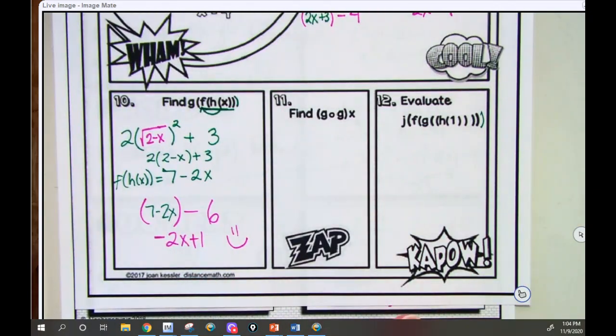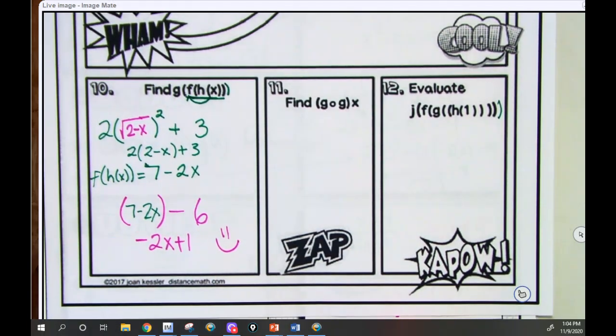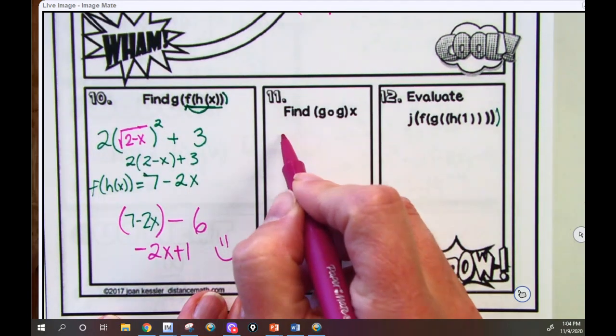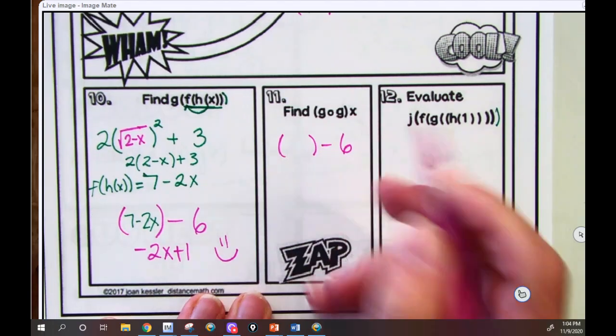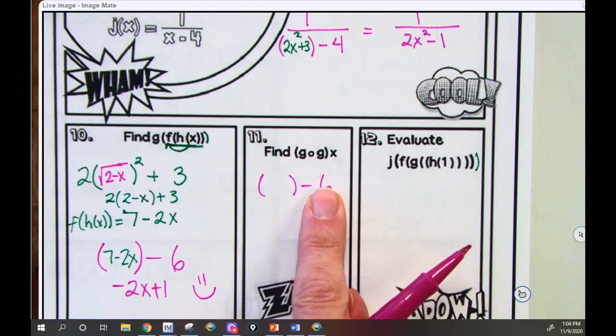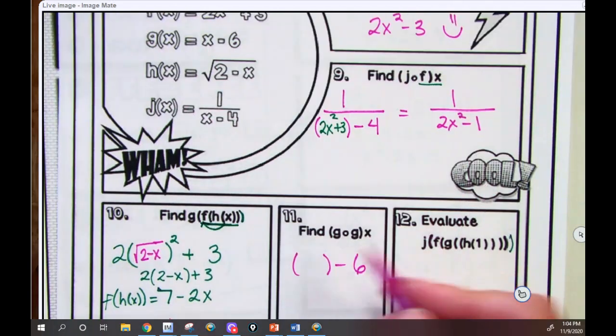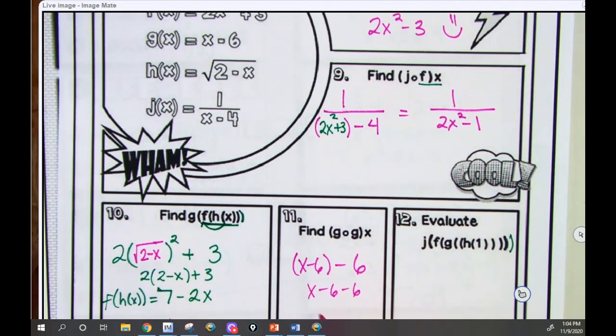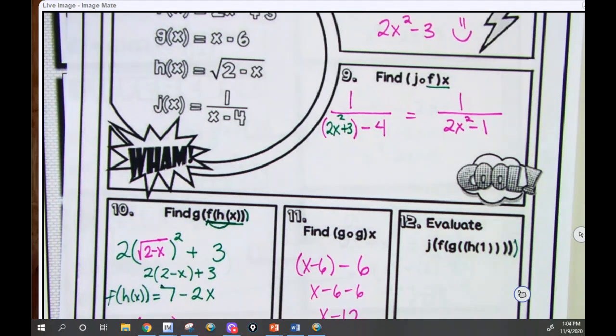All right, g of g. You know where to start? Who's already done? You guys are fast. All right, so here's g. And we're going to put g back in there, and g is x minus 6. So x minus 6 is x minus 12. How'd you do? Good. I like the thumbs up.